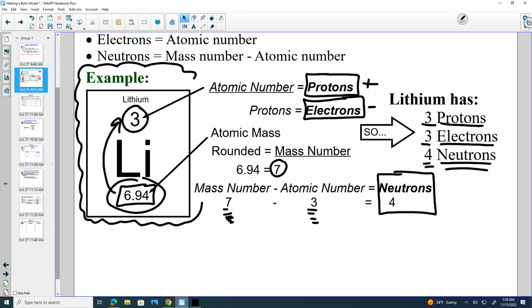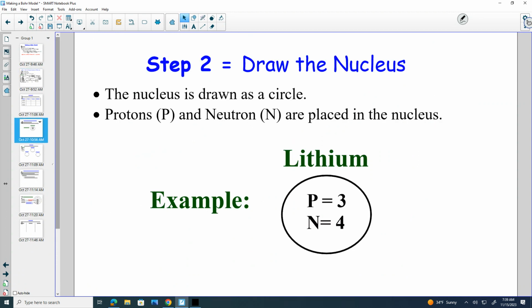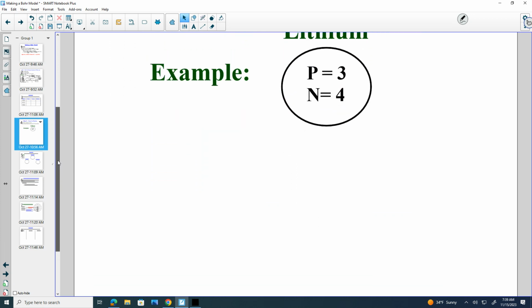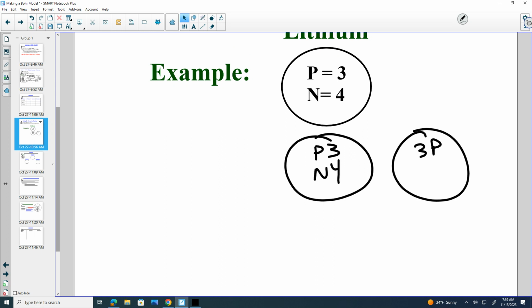Now let's get back to lithium. We determined that lithium had 3 protons, 3 electrons, and 4 neutrons. So we're going to build the Bohr model from the inside out, from the nucleus out. So step number 2 is to build the nucleus. To build the nucleus, you just draw a circle, and then you put in the protons and the neutrons. Now, you can do it like this, where you have P equals 3. You can also just go P3 and 4. You could also do 3P 4N. All of these 3 are acceptable in this class in terms of building the nucleus.